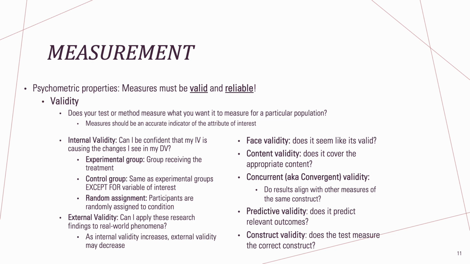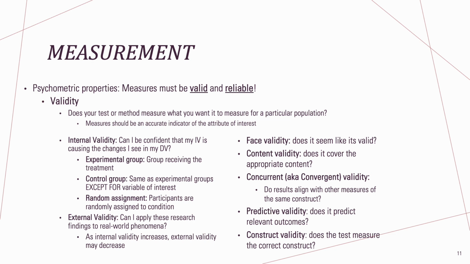When we address threats to validity, or threats to internal validity, I should say, one way we combat that is through random assignment. When we talk about external validity, we're concerned with whether or not our research findings generalize to real-world phenomena.